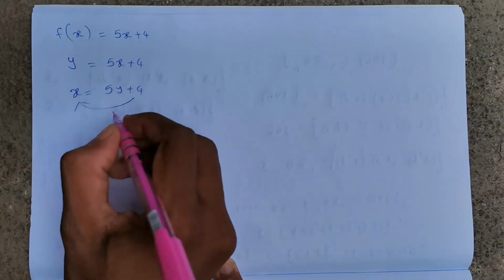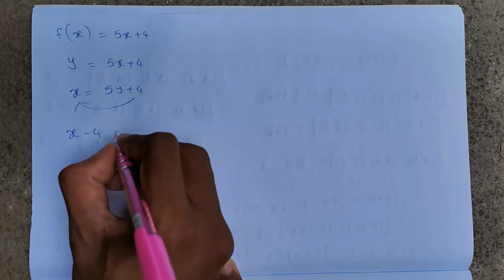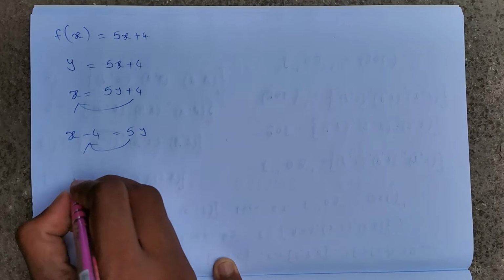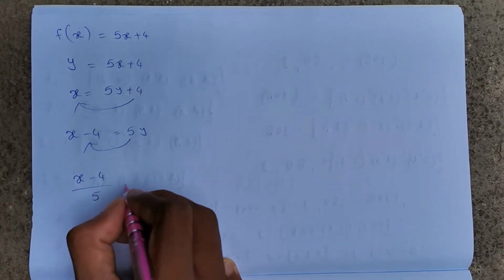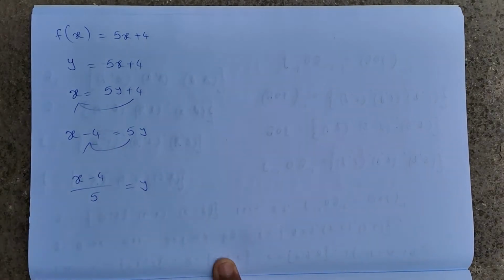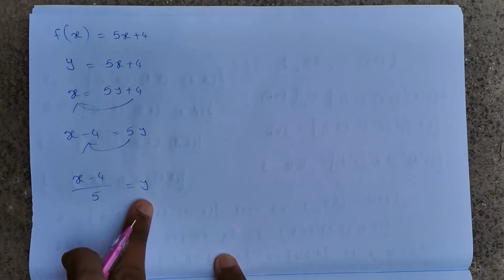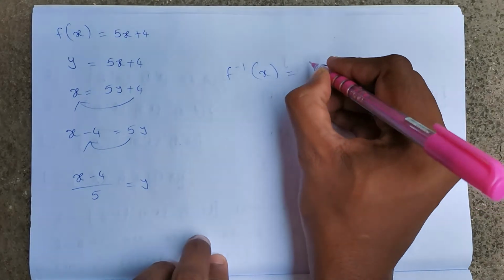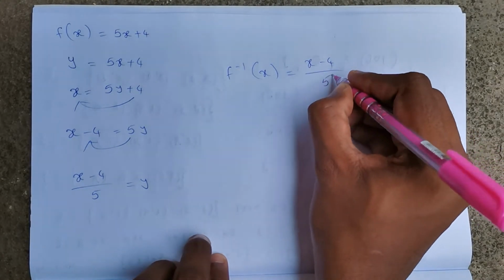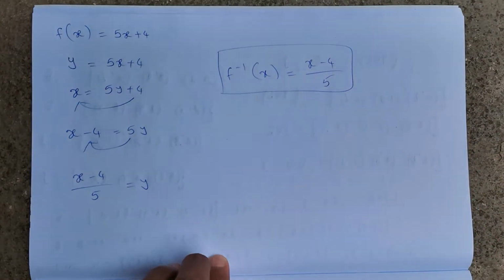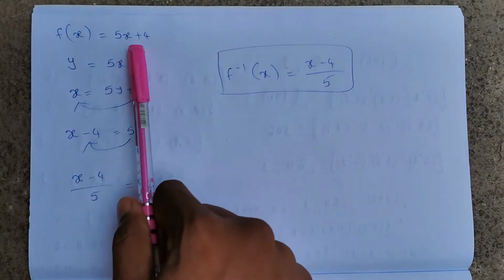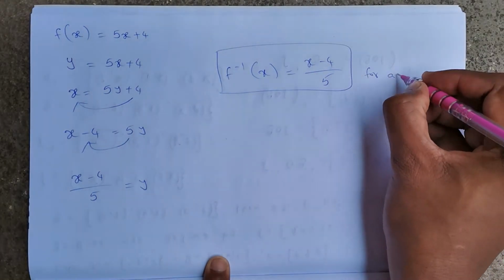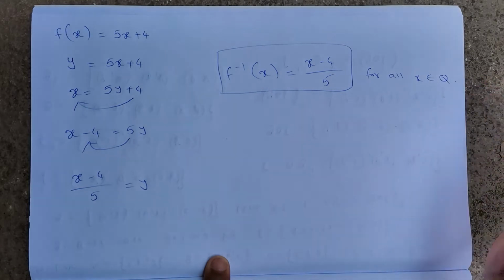So plus 4 we take to the left side, it will become x minus 4 is equal to 5y. Now we want the y value, so take 5 also to the left side. So we get (x minus 4) divided by 5 is equal to y. Now in the place of y, write f inverse of x. So f inverse of x is equal to (x minus 4) divided by 5. So the inverse of the given function is (x minus 4) divided by 5 for all x belonging to the rational numbers.